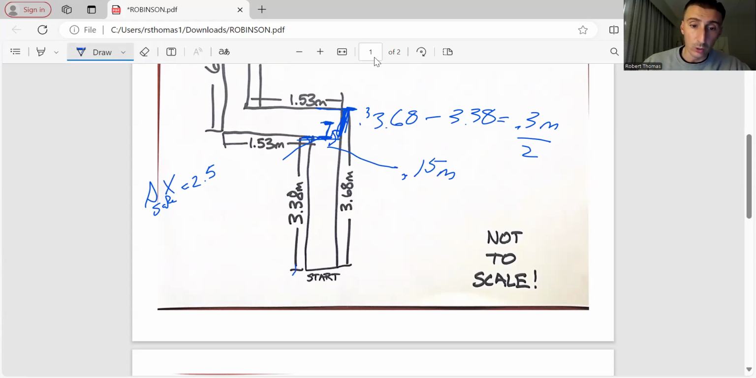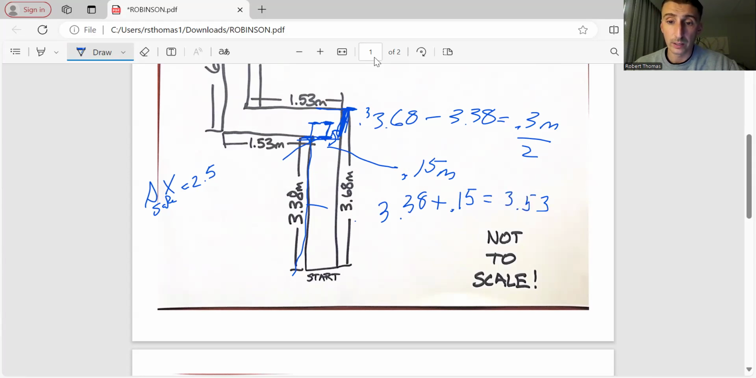Okay, so now let's think about this. I know to the front wall, it's 3.38 gets me here. I want to go another 0.15 to aim right for that middle. So the total first distance, this pen is killing me, is 3.38 plus 0.15 equals, let's see, 3.53 meters. So I know that the distance from the start line to where I want to aim is 3.53 meters. That is the same for everybody. The map is the same for everybody.